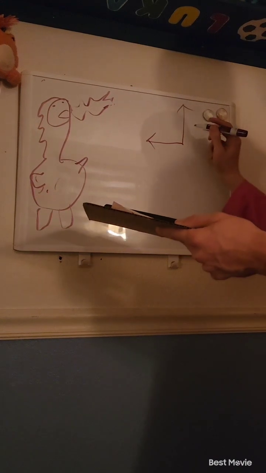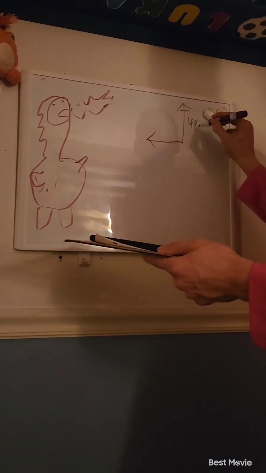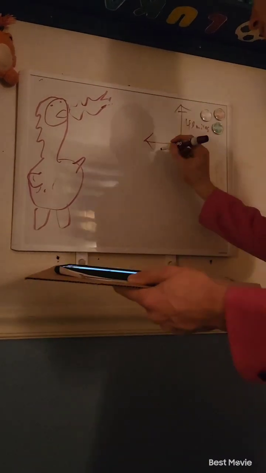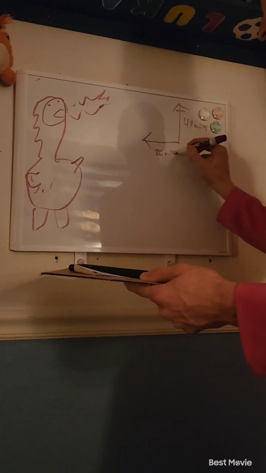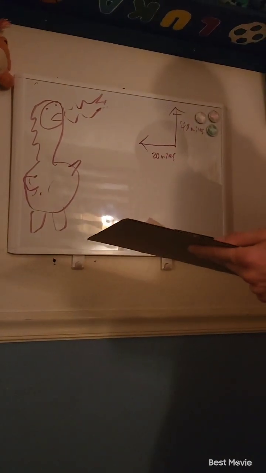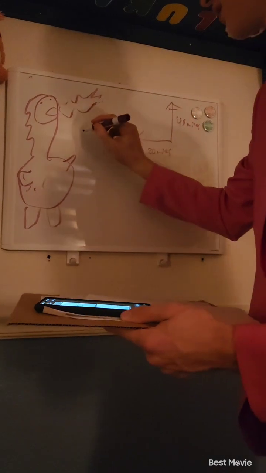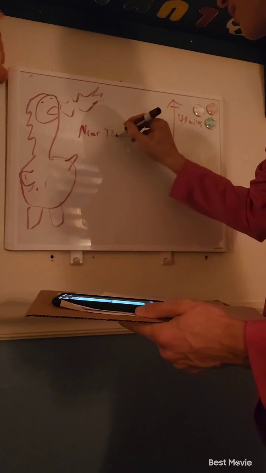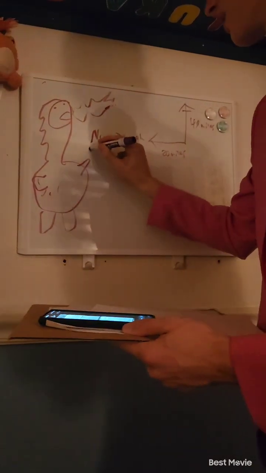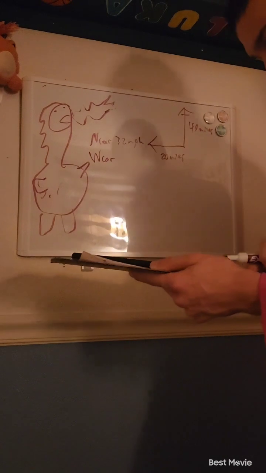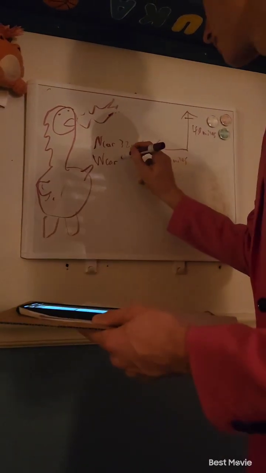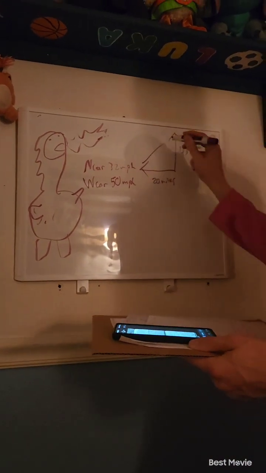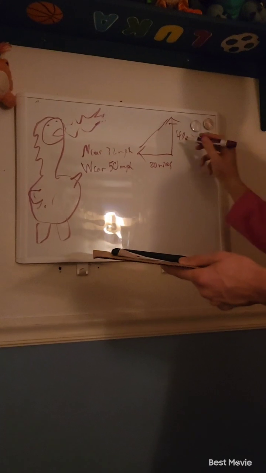The northern car is currently 40 miles away, and the western car is 20 miles away. Knowing that the northern car is driving at 32 miles per hour, and the western car is driving at 50 miles per hour, we need to know how quickly the distance between the two is changing.